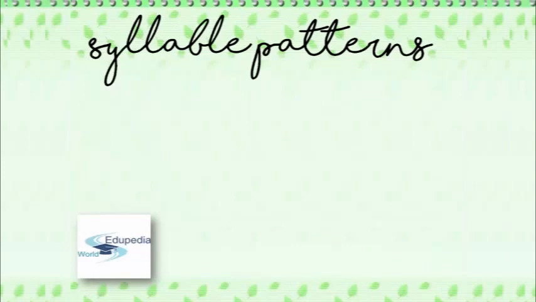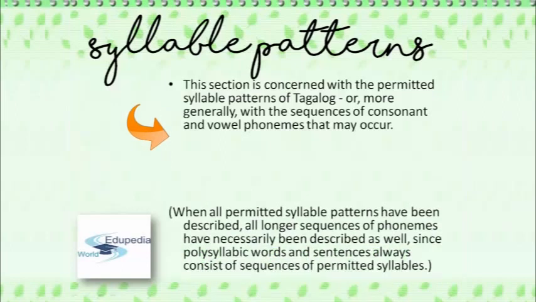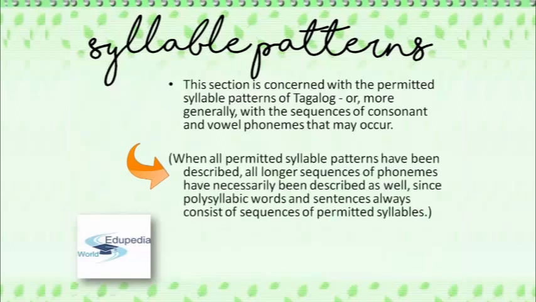Syllable Patterns. This section is concerned with the permitted syllable patterns of Tagalog, or more generally with the sequences of consonant and vowel phonemes that may occur. When all permitted syllable patterns have been described, all longer sequences of phonemes have necessarily been described as well, since polysyllabic words and sentences always consist of sequences of permitted syllables.